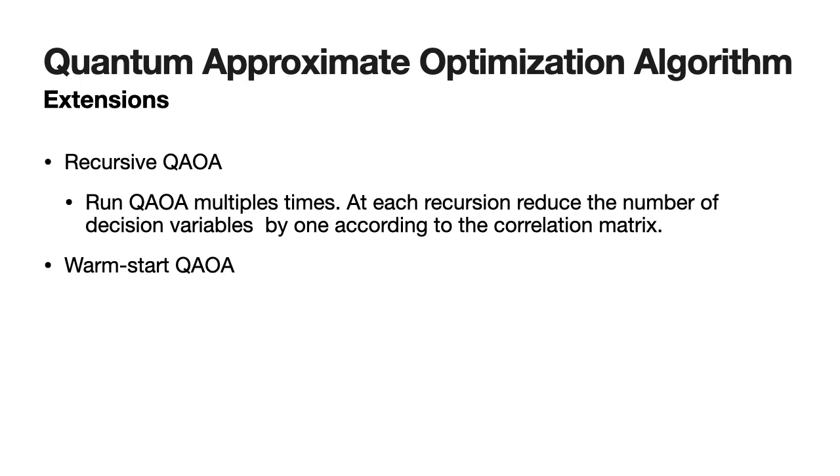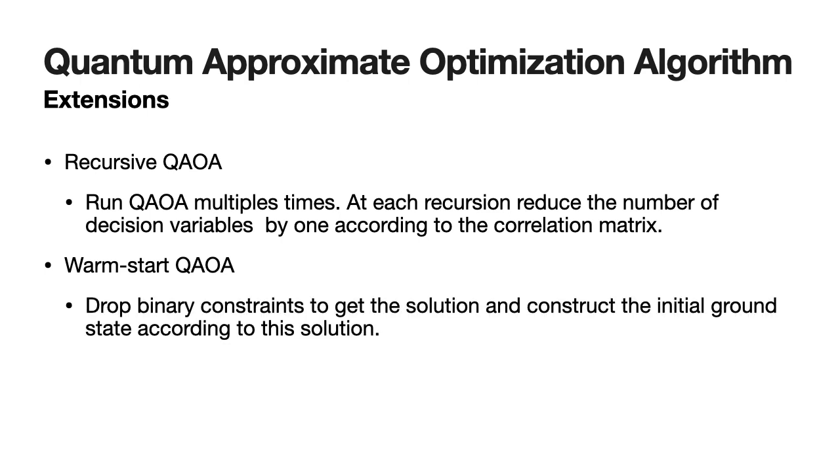Another extension is Warm Start QAOA. Here, you first solve a relaxed version of the problem by dropping the discrete binary constraints to get a continuous solution. You then construct the initial state for QAOA according to this continuous warm-start solution, hopefully providing a closer starting point to the final discrete answer. These extensions aim to further improve QAOA's performance on difficult optimization instances. They're part of the ongoing research effort to enhance the core QAOA algorithm.